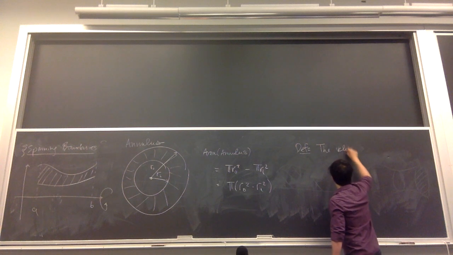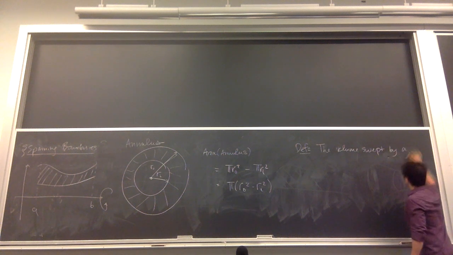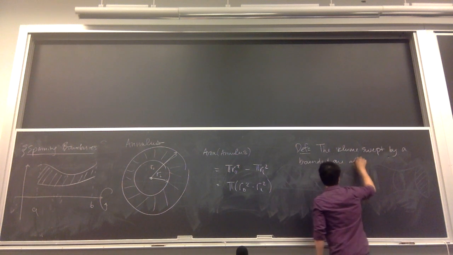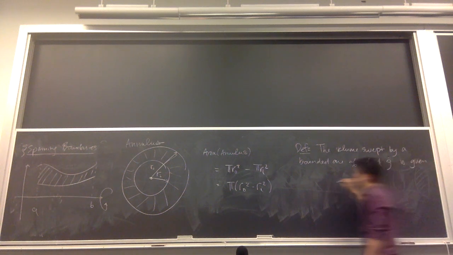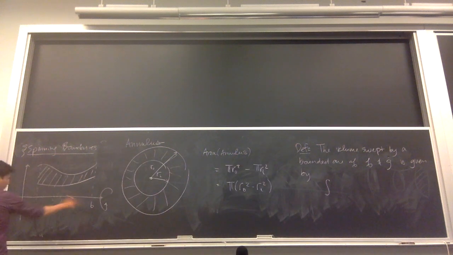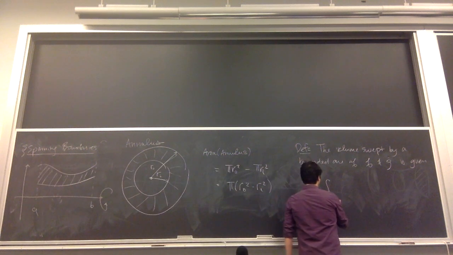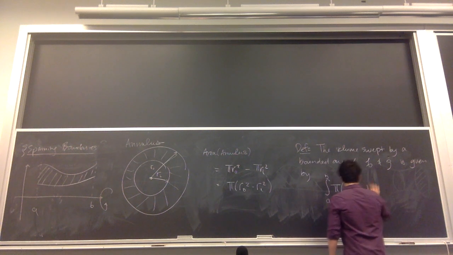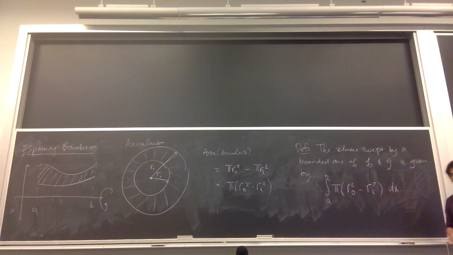The volume swept by a bounded area of f and g is given by the integral from a to b of the area of the cuts, which in this case are going to be annuli. So we're going to go from a to b. We're going to add up the areas of the annuli along x. So this is going to give you the volume.